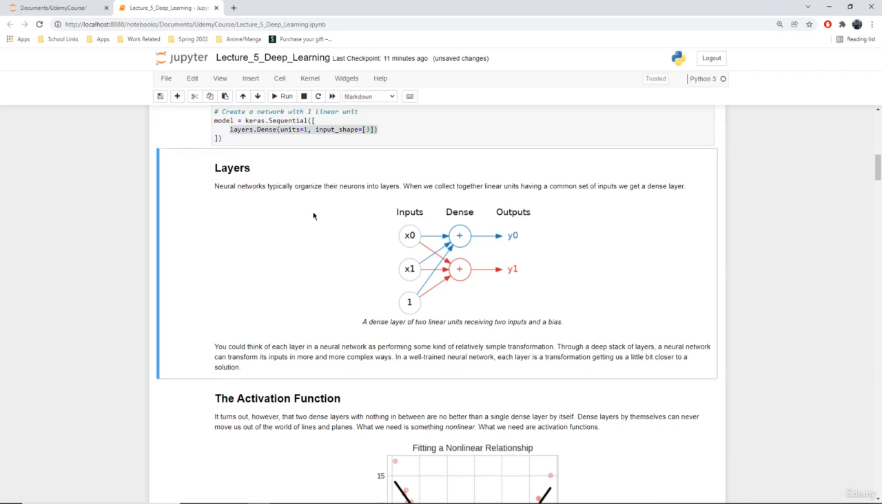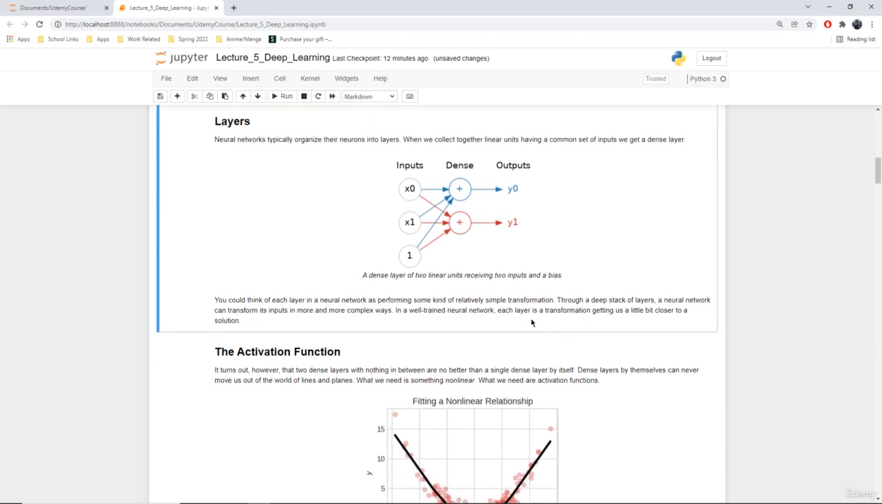Neural networks typically organize their neurons into layers. When we collect linear units together which have a common set of inputs, we get a dense layer. So you could think of each layer in a neural network as performing some simple computation. And reiterating this idea again, it's through this deep stack of layers that we transform inputs in more and more complex ways, so that we're getting closer to the solution as we pass through each dense layer.